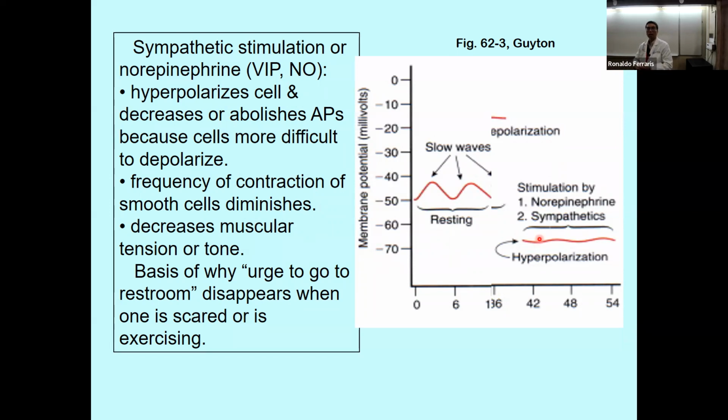That's why, for example, if you really need to go to the bathroom, and you just imagine that you're about to take the GI Physiology unit exam and you become extremely nervous, you release a lot of norepinephrine because you know that the exam could be difficult if you don't study. Then you release norepinephrine and you don't have to go to the bathroom anymore. So the urge to go to the restroom disappears when you're scared, or simply when you're exercising.